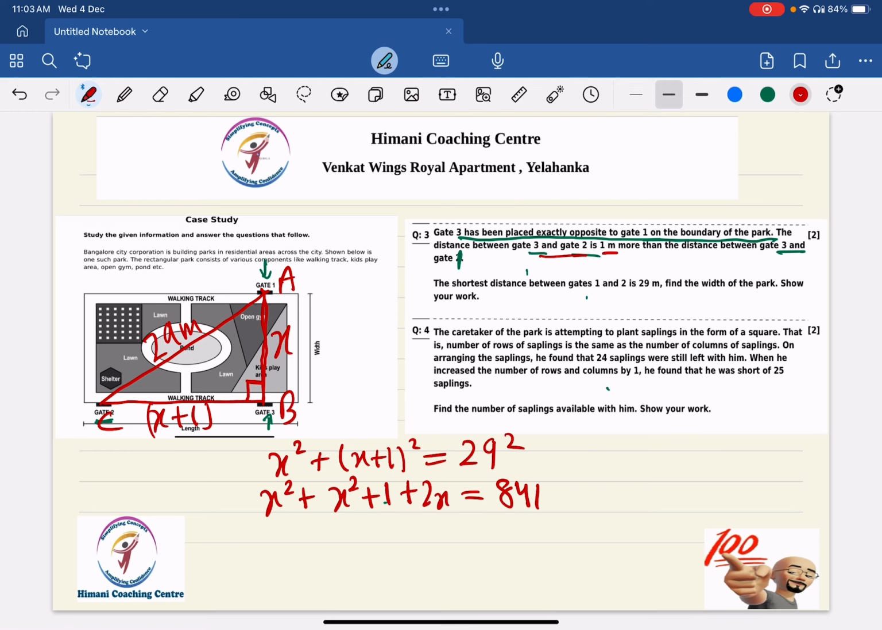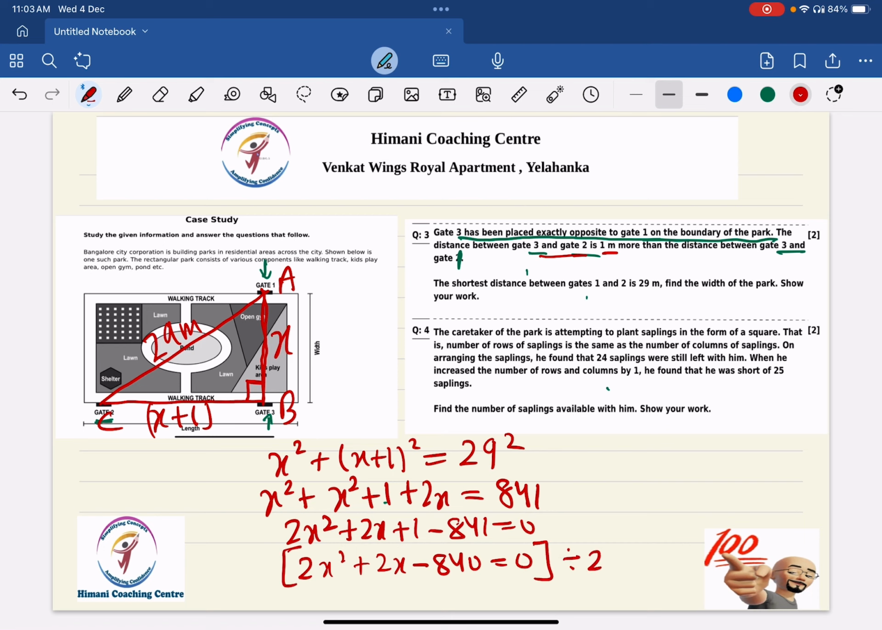Now we have 2x square plus 2x plus 1 minus 841, which is equal to 0. So that gives us 2x square plus 2x minus 840 equal to 0. You can see all the numbers are divisible by 2, so let us divide and write the final equation: x square plus x minus 420 equals 0. Okay, so pause the video and note the steps.